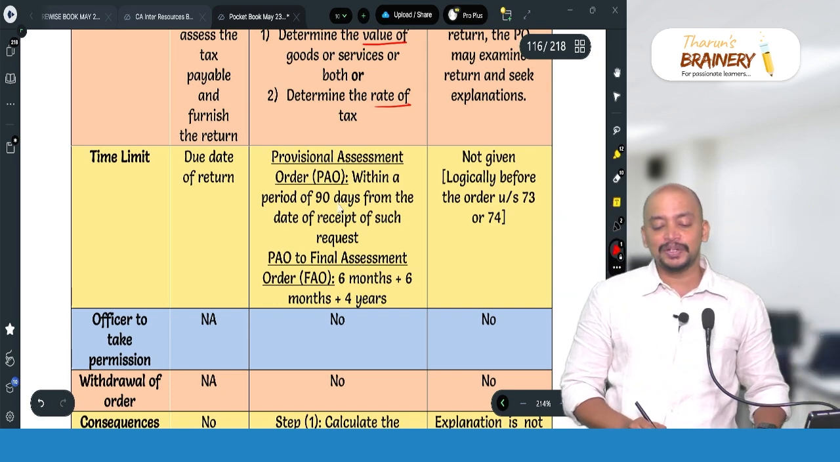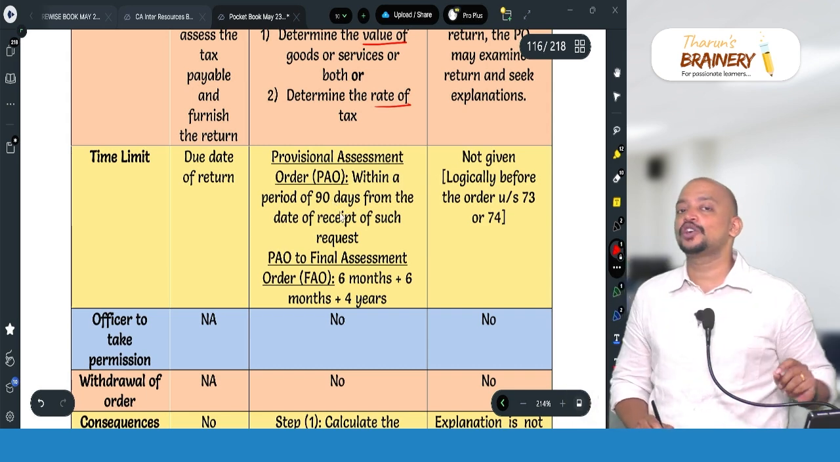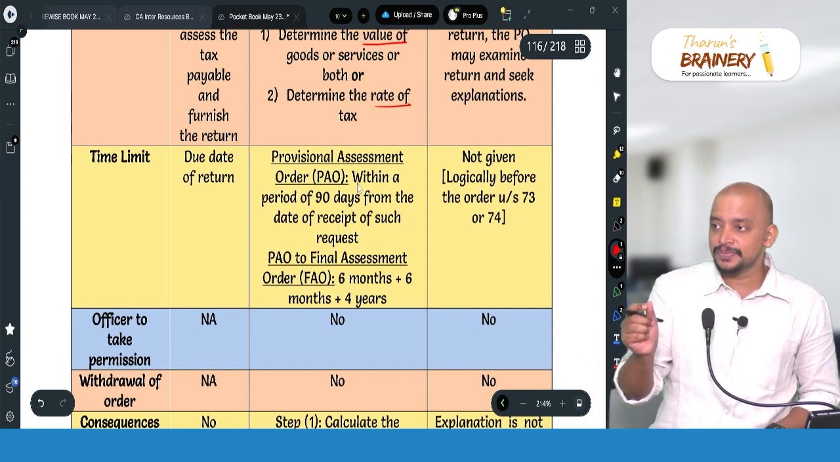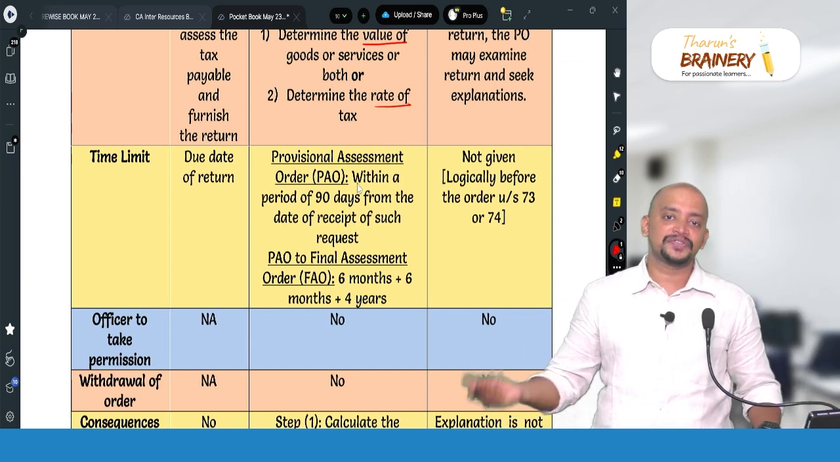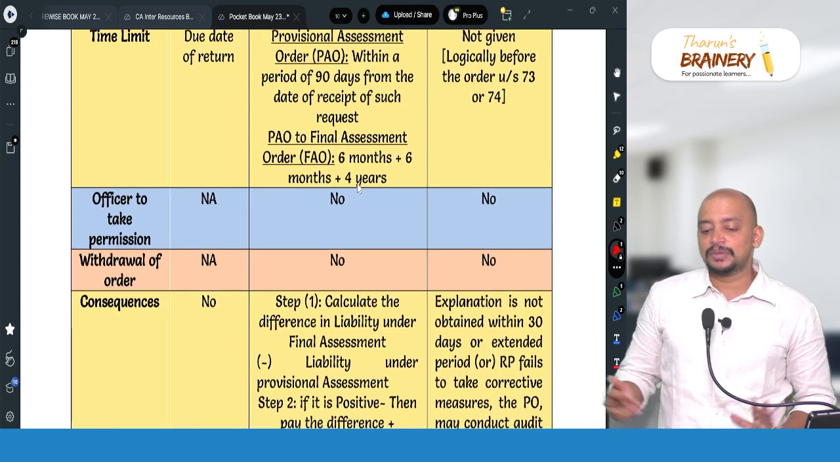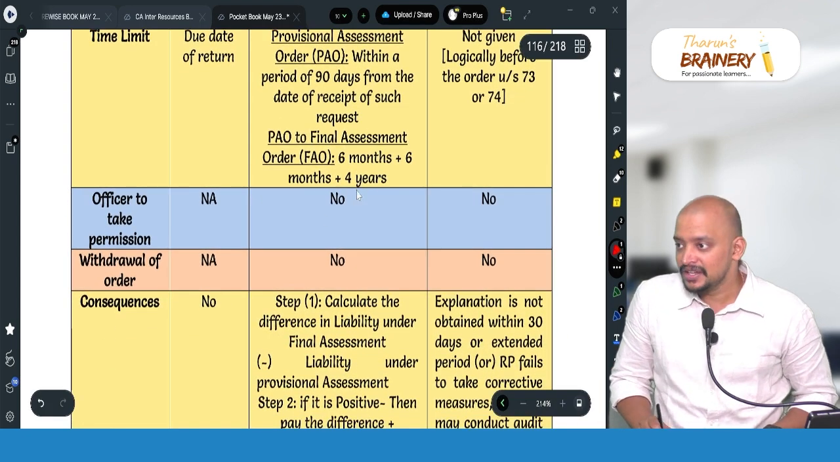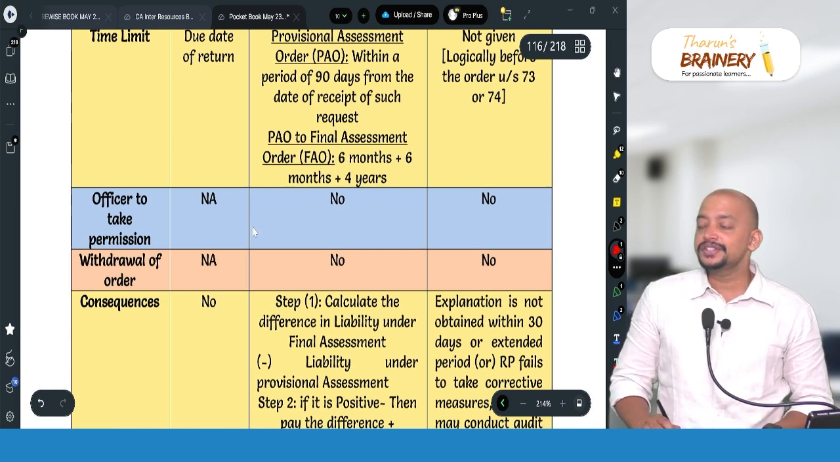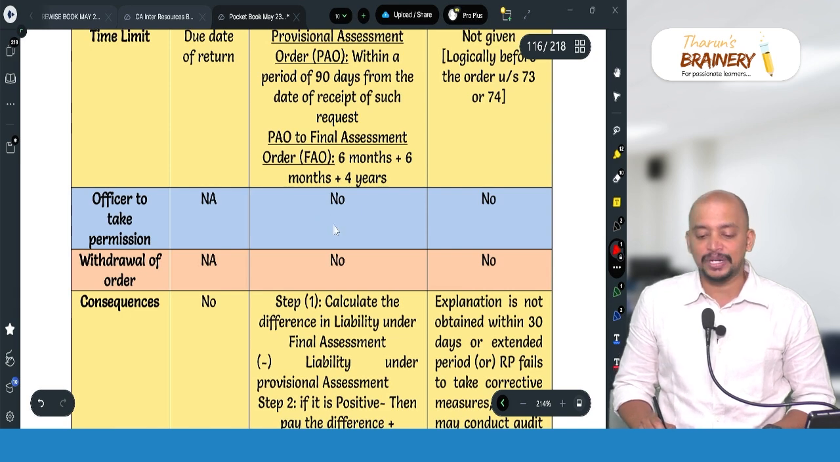So application to provisional assessment order is 90 days, and provisional assessment order to final assessment order is 6 months. It can be extended for a further period of 6 months and a further 4 years, and that is the maximum time limit. Means literally 5 years they can take to complete the final assessment. And does the officer need to take any prior permission? No.